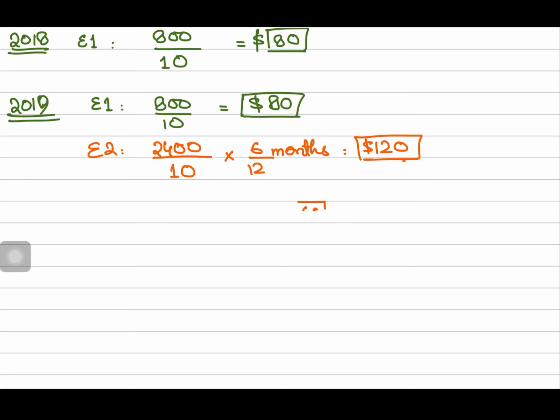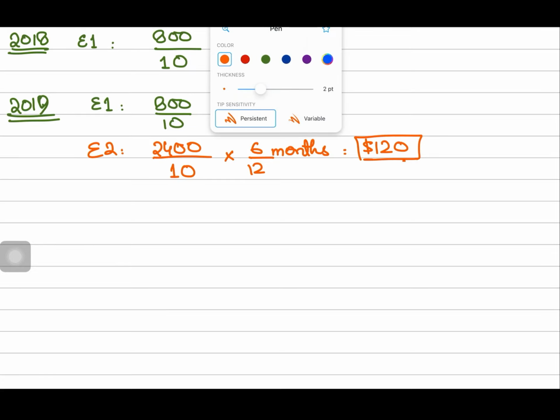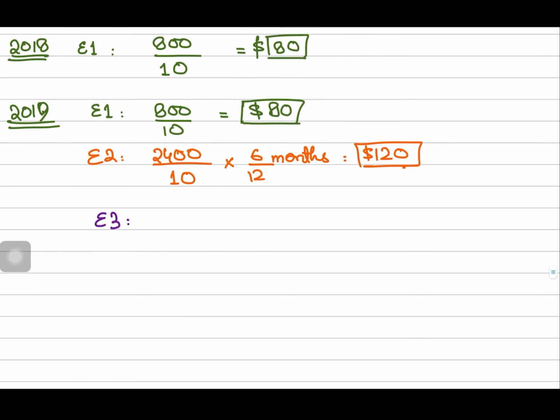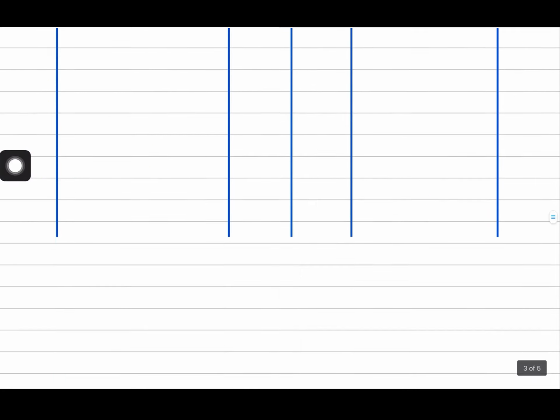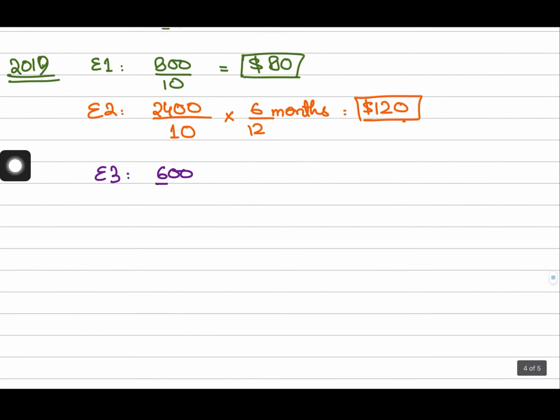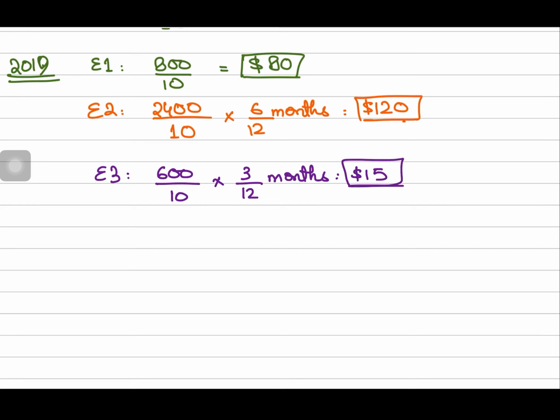Then equipment number 3. This is at a cost of $600 being purchased just 3 months before the year end. So 600 divided by 10 multiplied by 3 upon 12 months, it will be $15. So this is how we charge depreciation separately on each of these assets if we are following the monthly basis policy, especially in the year of purchase, because then you have to depreciate it according to the number of months.